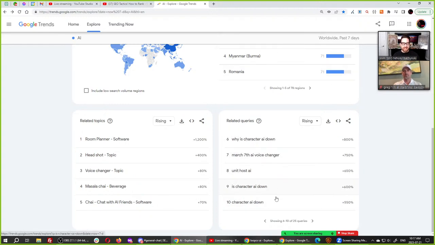Why is Character AI down? There's an AI voice changer. Okay, so now is where we get to some new ones. Is Character AI down? People really like character.ai. Look at all the searches here of people thinking this is important.